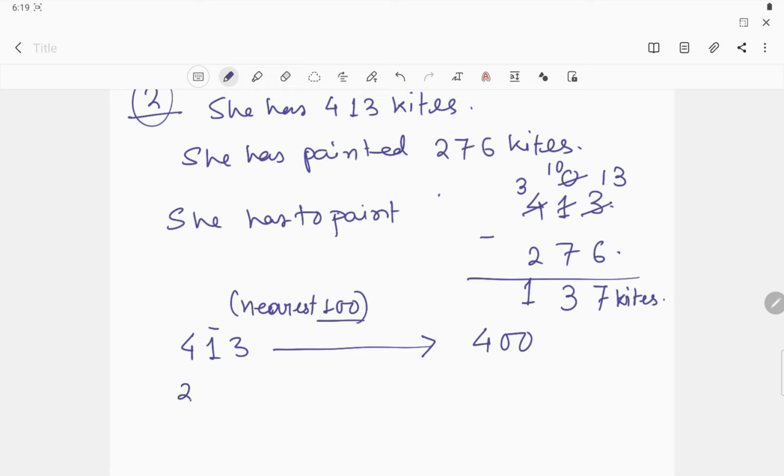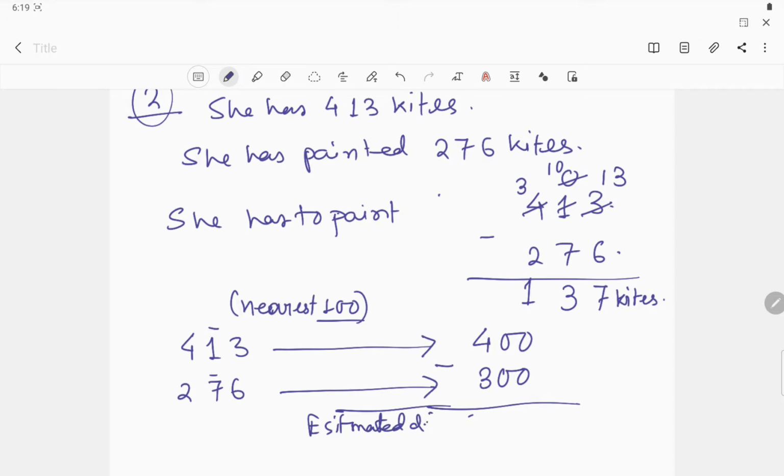Now she has painted 276, so it can be rounded to 300, right? Why? Because in the tens place it is 7, that is greater than 5, so this figure can be rounded to the next 100. So if you subtract them, you will get the estimated difference, that means 100 kites. So the answer will be, she has to paint 100 kites. Okay.